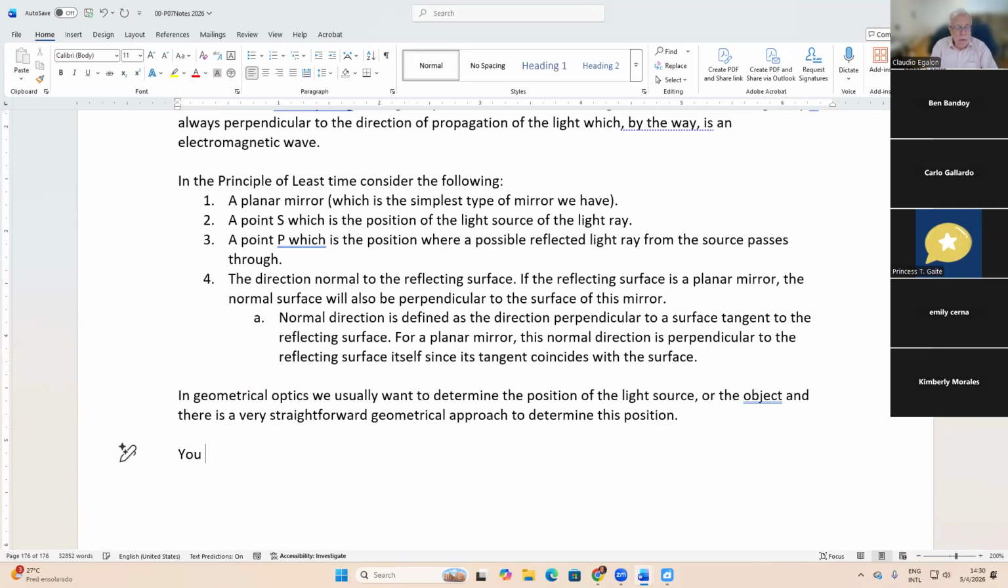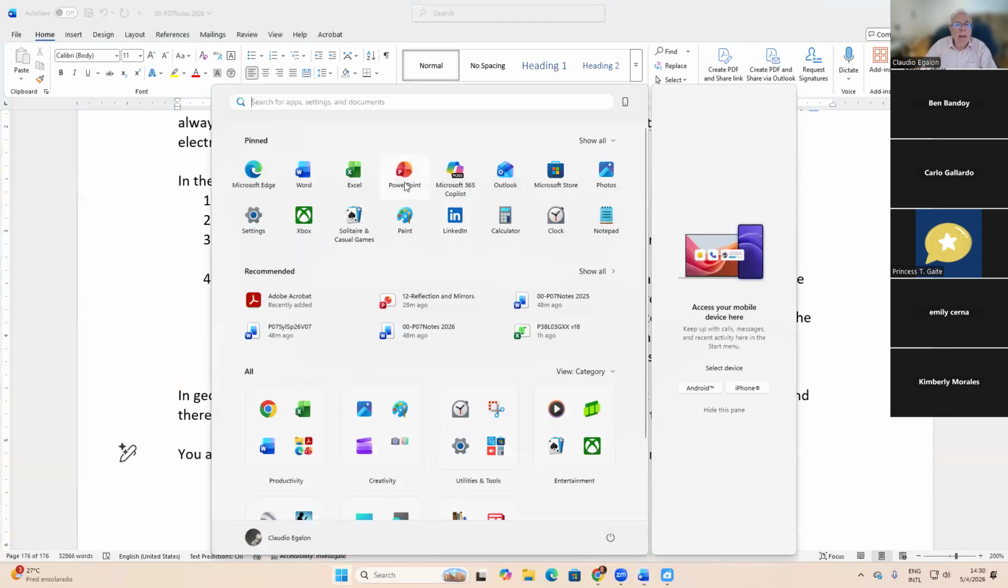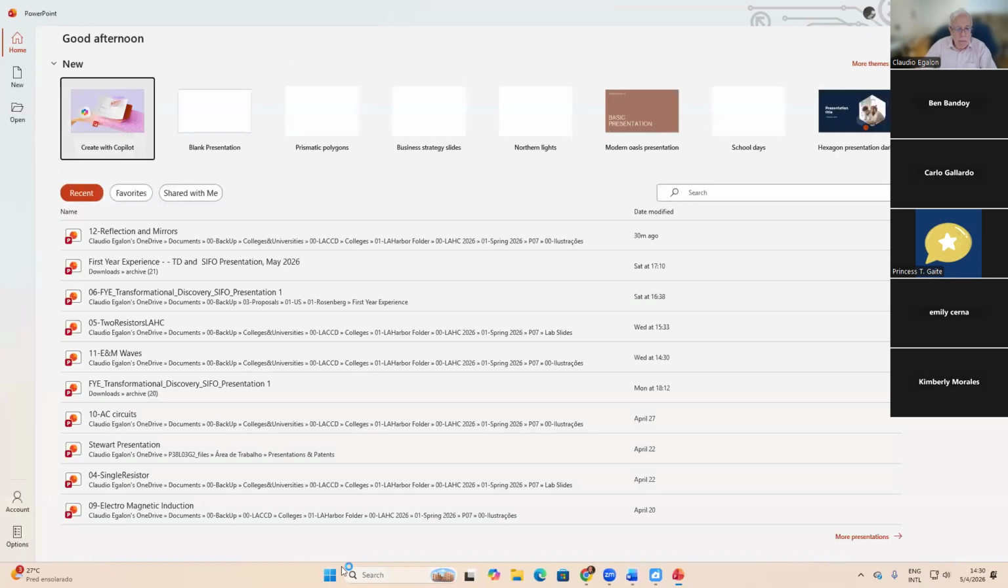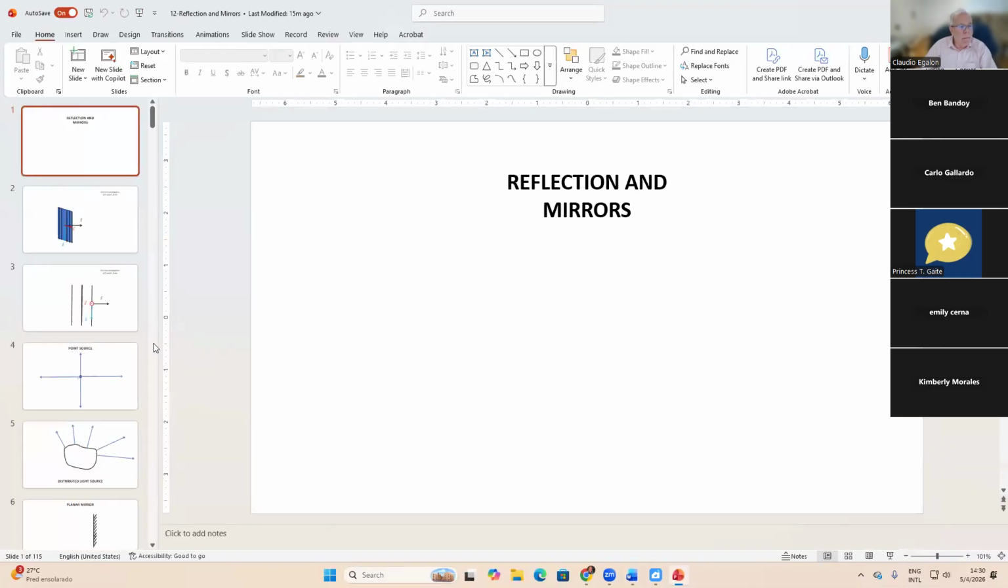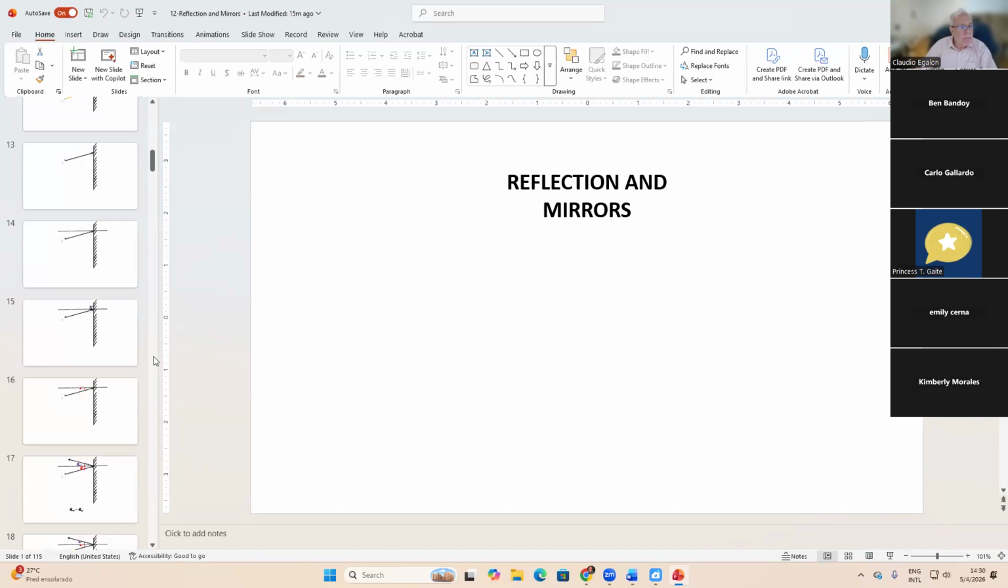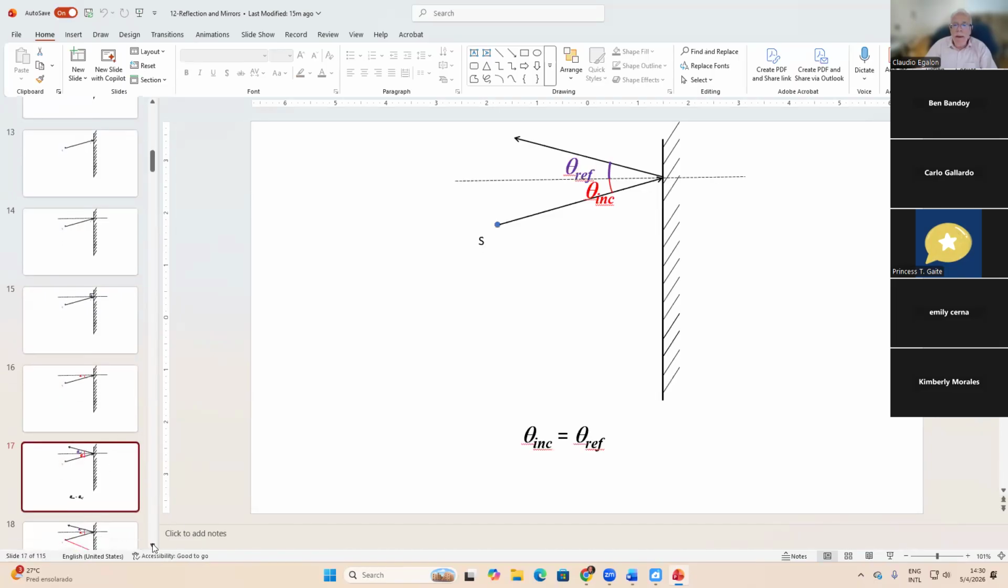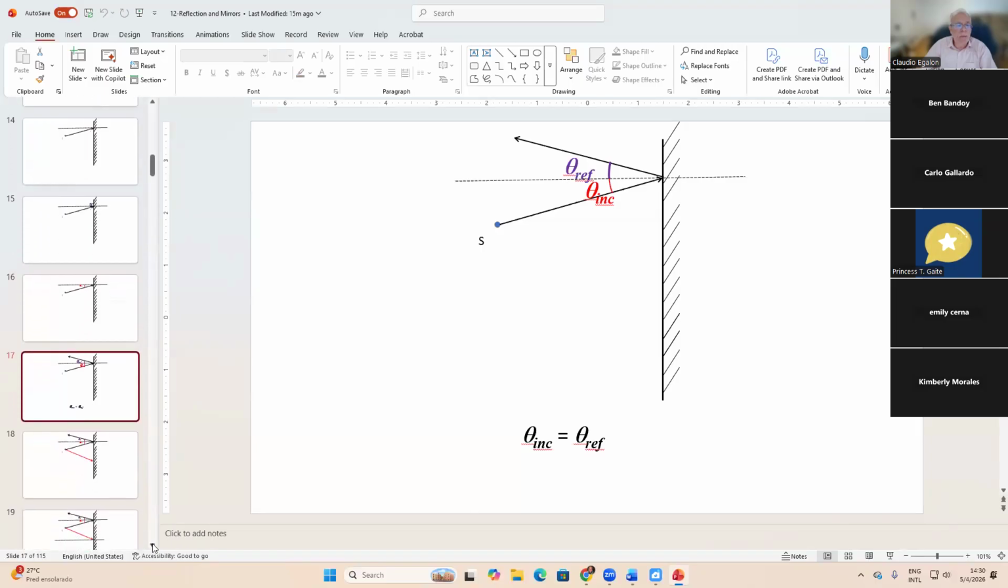Well, you already know how to determine the light ray that is reflected from a surface. You already know how to do that, right? And let's go back to my PowerPoint presentation. Here you go. That's how we determine the reflected light ray.